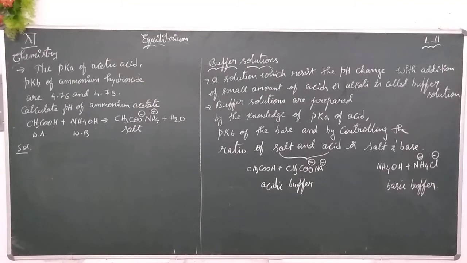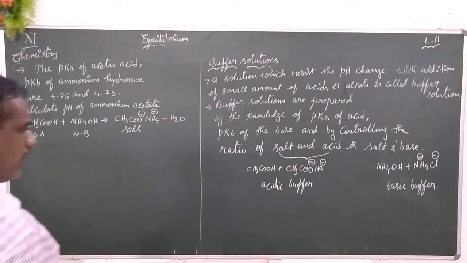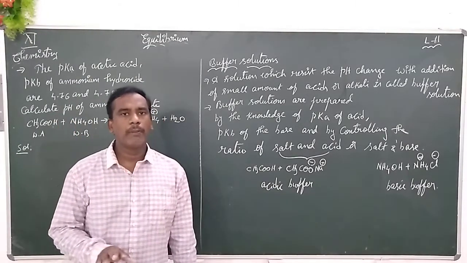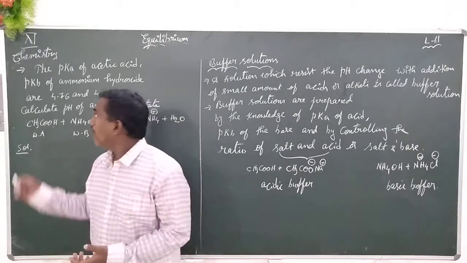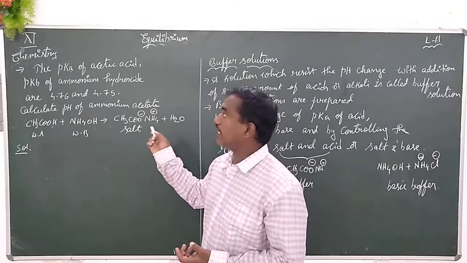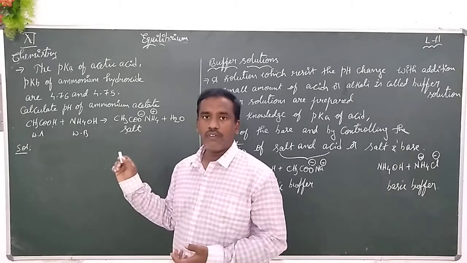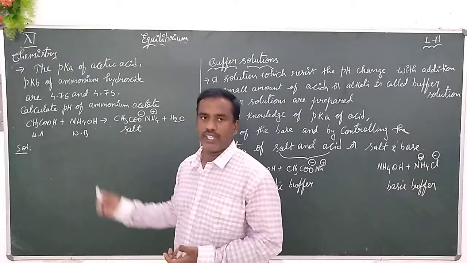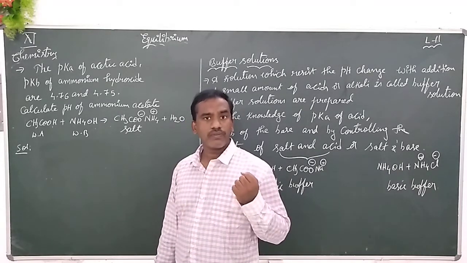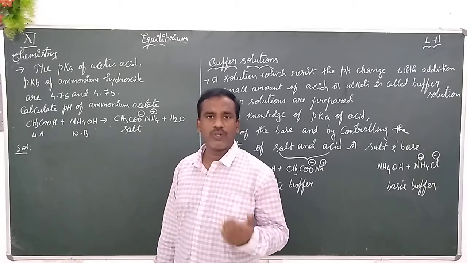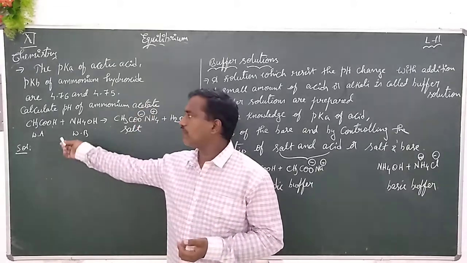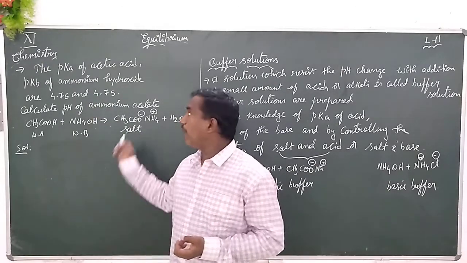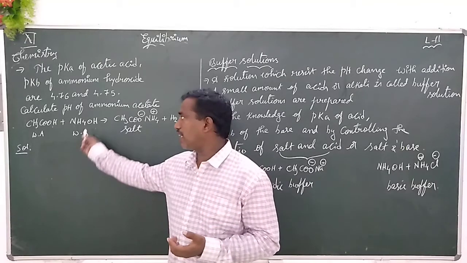Let us continue here, children, with the numerical on the formula pH is equal to 7 plus half of pKa minus pKb. One question is given. The pKa of acetic acid and pKb of ammonium hydroxide are 4.76 and 4.75. Calculate the pH of ammonium acetate. First you must know the equation. What is the formula of acetic acid? Acetic acid is CH3COOH. Generally it is a weak acid. Ammonium hydroxide, NH4OH, is a weak base.